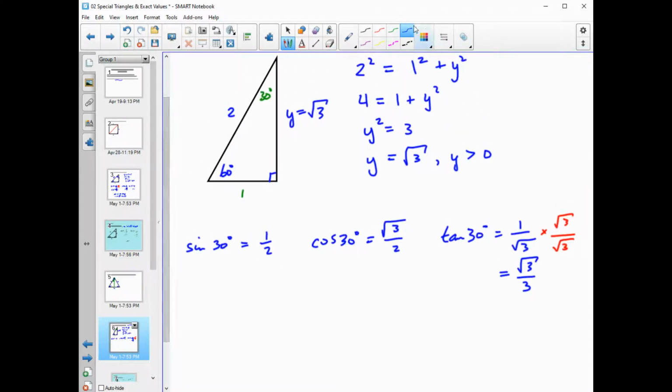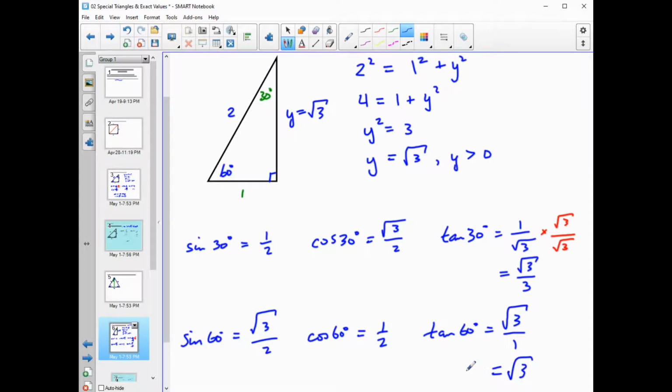Doing the same process for 60 degrees as our angle of interest. The sine of 60 degrees. Sine of 60 is root 3 over 2. Not root 30, pardon me. Root 3 over 2. The cosine of 60 degrees is equal to adjacent over hypotenuse. That's 1 over 2. And the tangent of 60 degrees is equal to opposite over adjacent. That's root 3 over 1, which, of course, just simplifies as root 3. We don't normally write a denominator of 1.